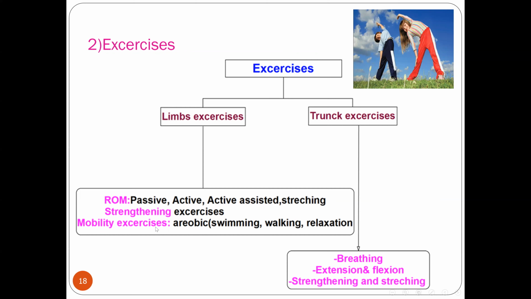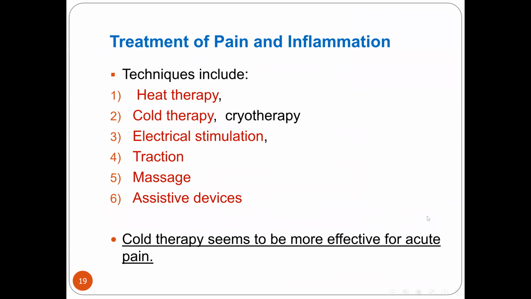The strengthening exercises are done to improve and strengthen the muscles. The mobility exercises are like aerobic exercise, as in swimming, walking, and relaxation exercises. The second part of exercise is trunk exercise, which includes breathing exercises, extension and flexion exercises, and finally strengthening and stretching exercises.